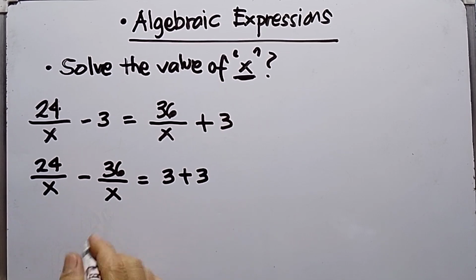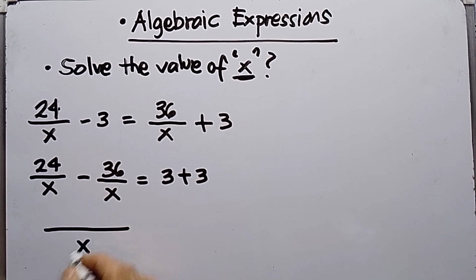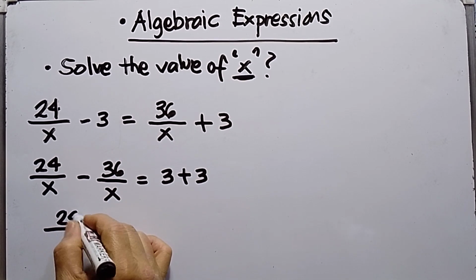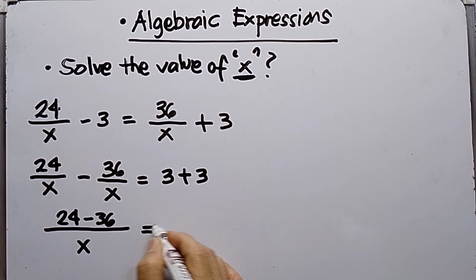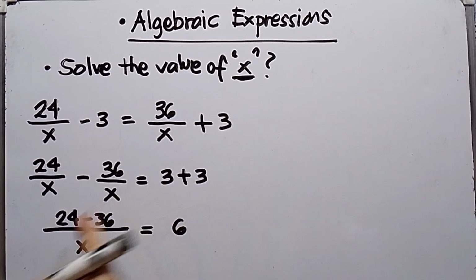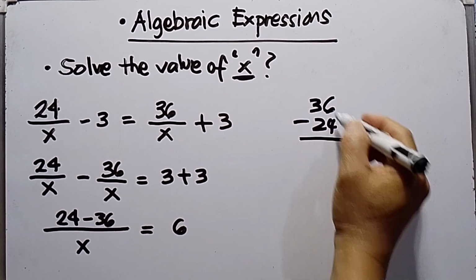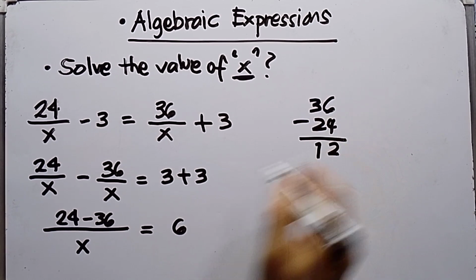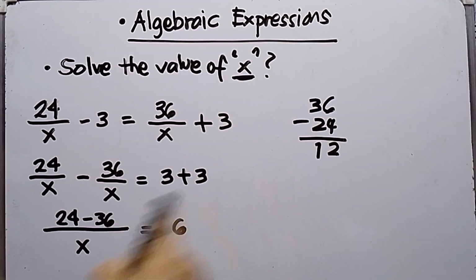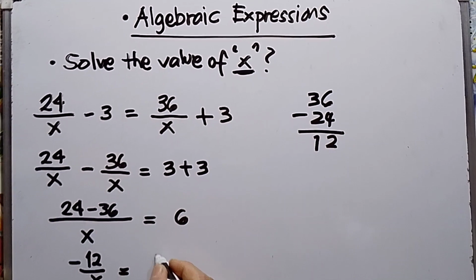Since they have the same denominator, a common denominator because they are similar terms, this will be x. Then this will be 24 minus 36 is equal to 6. So take note, 24 minus 36, so this will be 36 minus 24, so this will be 12. The sign must be negative because 36 is greater than 24. Then 36 is having a negative sign. So therefore this is negative 12 over x is equal to 6.